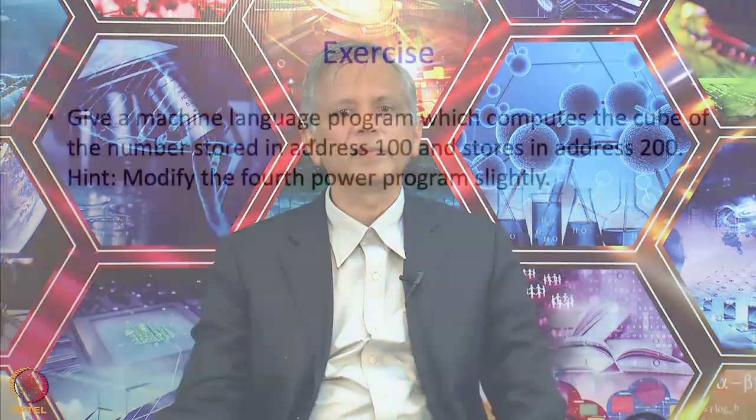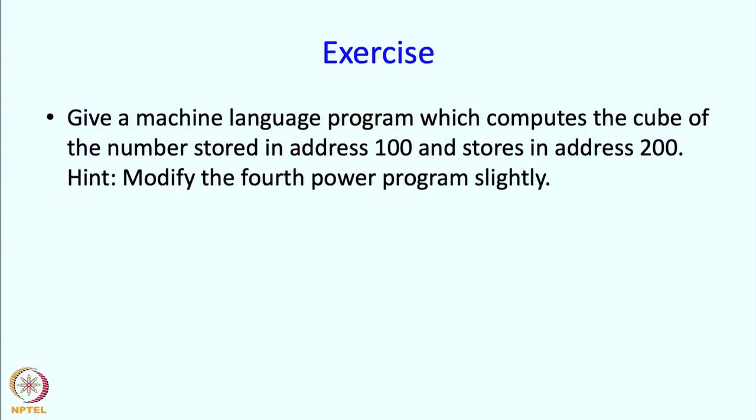Okay, so here is a quick exercise for you just to play with this notion. You are expected to modify the program which we gave you earlier so that instead of computing the fourth power, it computes the cube of the number stored in address 100, and instead of storing the result in 100 itself, it is going to store it in address 200. Okay?